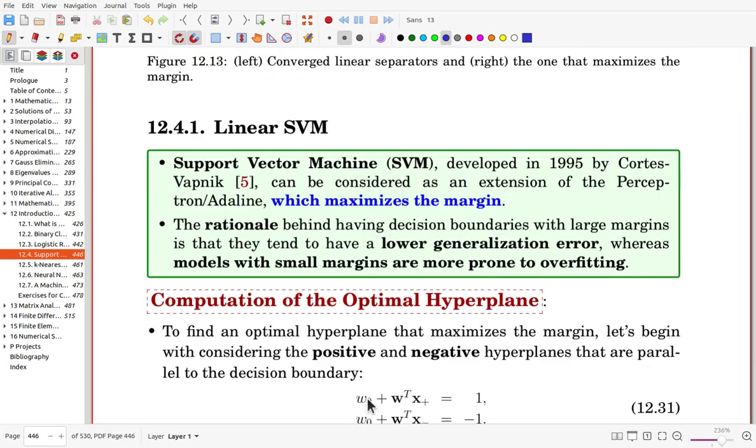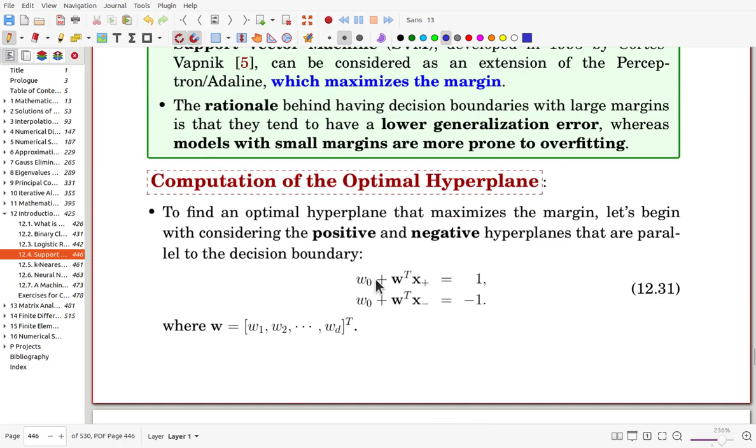Support vector machine was developed in 1995, and the key idea is maximizing the margin. The rationale behind having decision boundaries with large margins is that they tend to have a lower generalization error, whereas models with small margins are more prone to overfitting. Let's see the derivation for the support vector machine.